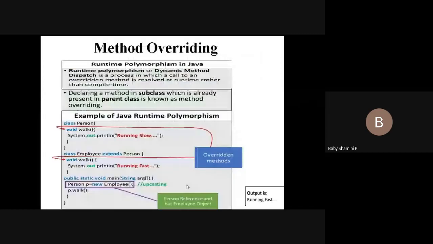Next, private, static and final methods can be overloaded, but in overriding, if the parent class method is static, such as static void walk(), or final void walk(), we can't override it in the subclass. That's all. If you have any doubt, please ask me.